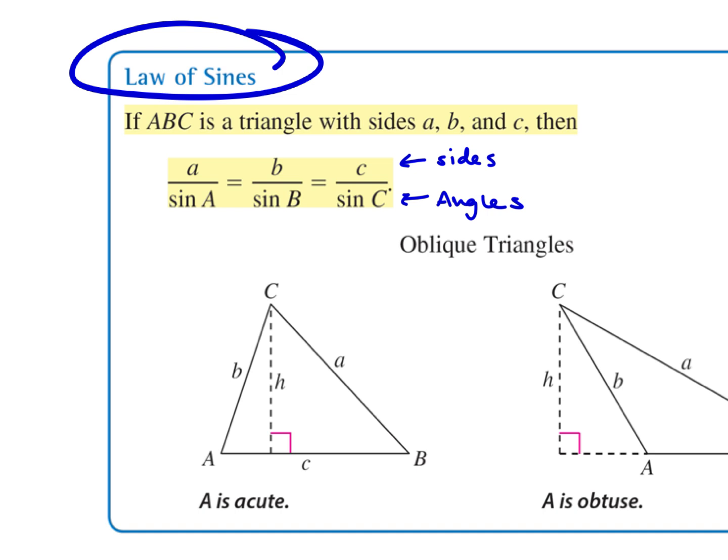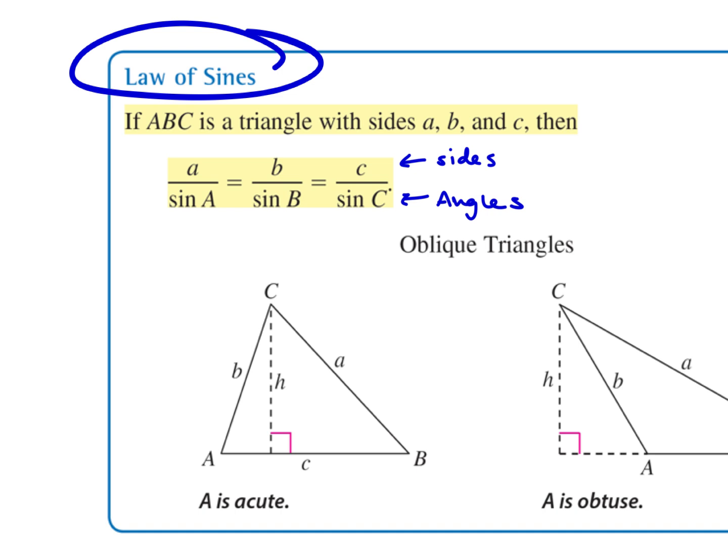Now this is all 3 proportions equal to each other, but you're just going to set one fraction equal to another fraction to help you solve. You're not going to have an equation with 3 of them, but you can say a over sine of A is equal to c over sine of C. You can set it up however you want, but make sure you're consistent with that.